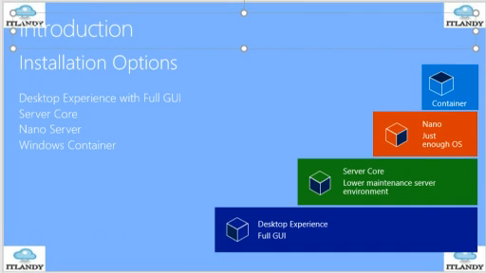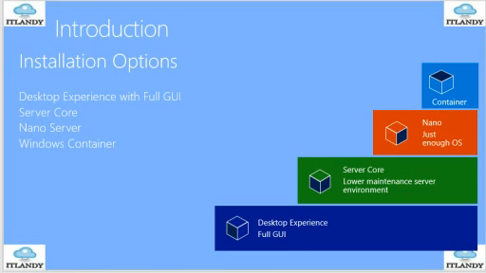Next, what we have around the installation options. We have desktop with full GUI installation, and this is equivalent or similar to your Windows 10. That's why it's called desktop experience. We have server core, and these two options are similar to the 2012 and the early release. Then the new two types are Nano Servers and Windows containers.